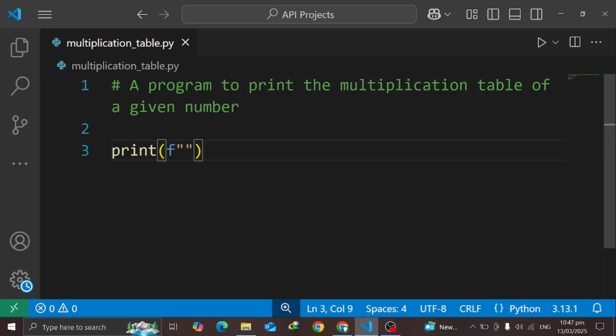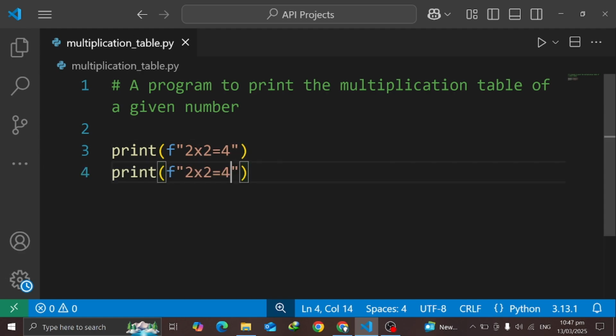Imagine your program prints it. Maybe 2 times 1 is 2, 2 times 2 is 4, 2 times 3 is 6.